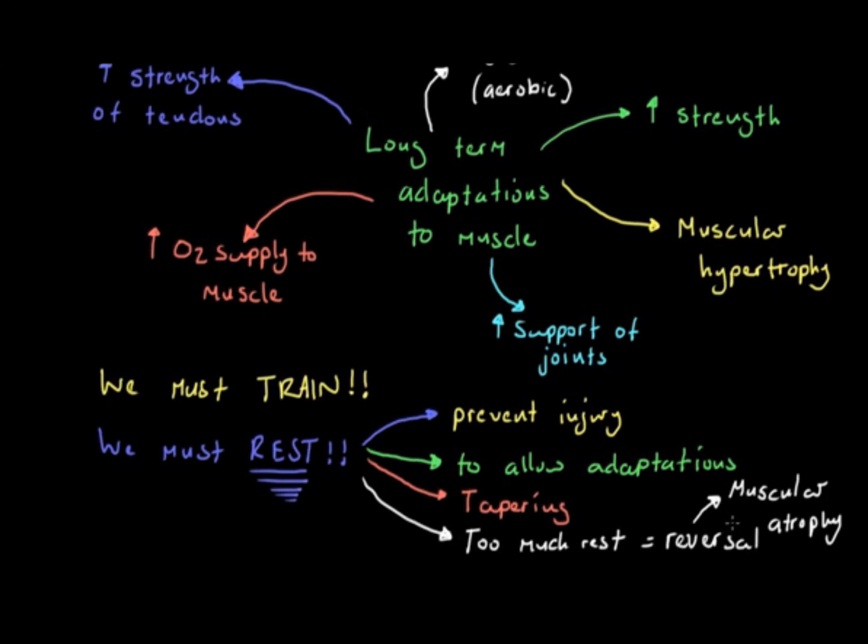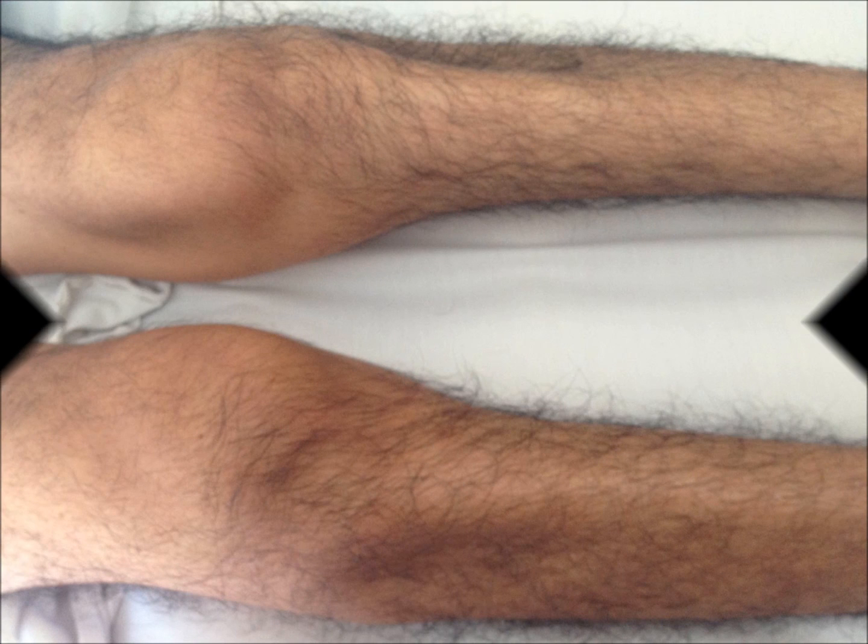In a moment I'm going to show you a clip which shows this actually taking place. This person here was in a cast clearly for however long, could be 6 to 8 weeks, maybe a bit longer. You can see that one of his legs has reversed and muscular atrophy has taken place. It means that his muscles have shrunk because they have not been used enough.